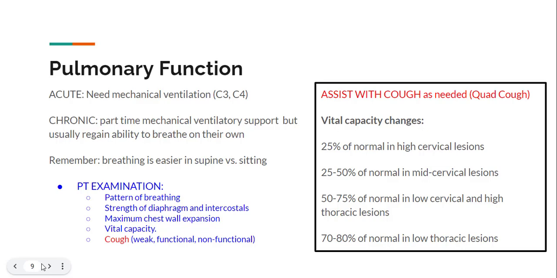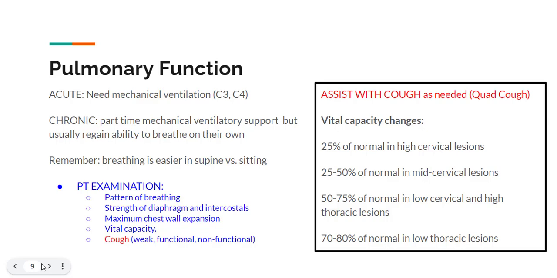As far as the PT examination goes, we can watch their pattern of breathing. Thinking about that strength of the diaphragm and intercostals, we're watching that maximum chest wall expansion like we did in peds, where we measured the amount of chest wall expansion at different levels of the chest. So yay, don't forget that fun stuff that we did. You could also look at things like vital capacity. And of course, we're watching out and assessing their ability to cough.